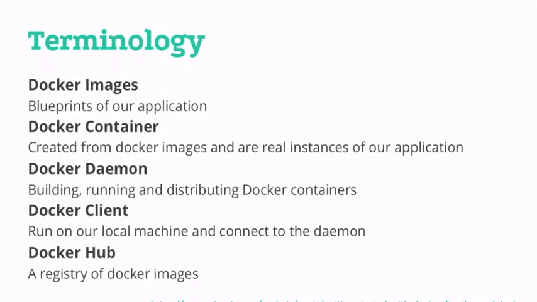Docker images are basically blueprints of our applications. We can create containers, which are running instances of our application, out of these images. So basically a container is a running instance of an image. We have the Docker daemon, which is what is doing the heavy lifting of building, running, and distributing containers. The Docker client is the component we have locally that connects and interacts with the Docker daemon, and Docker Hub is a registry of Docker images.